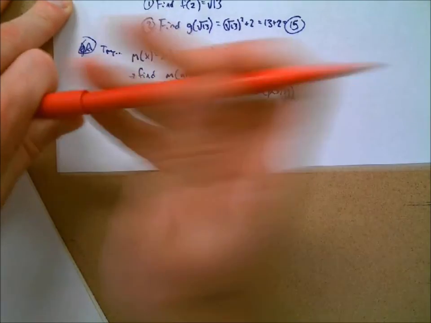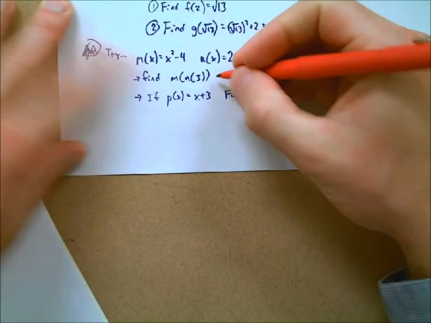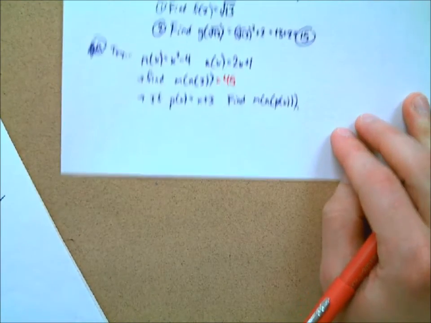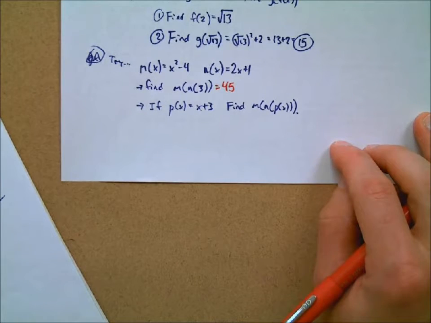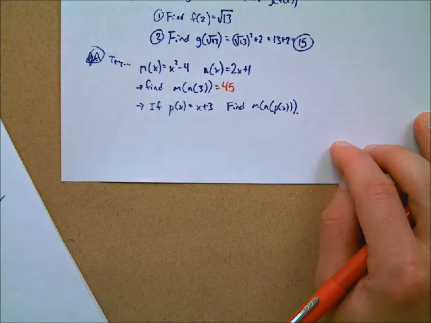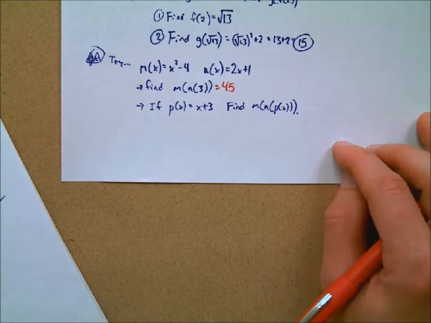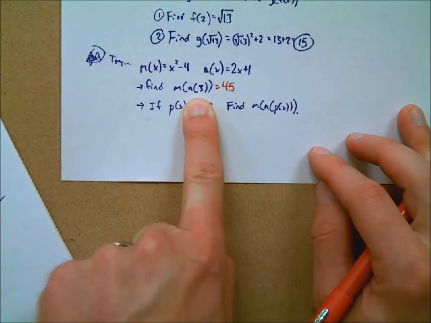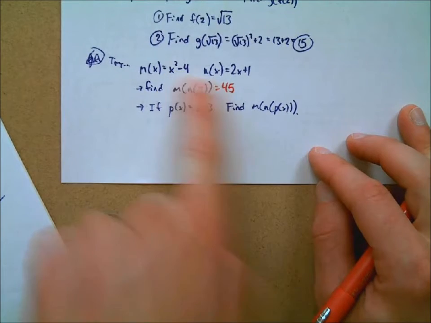So, m of n of 3, you should have gotten 45. Does anyone need to see that one done? First piece, 45. We're all good with that? Okay. N of 3 is going to be 7, and then you plug 7 in for the x there. 7 squared is 49, minus 4 would be 45.